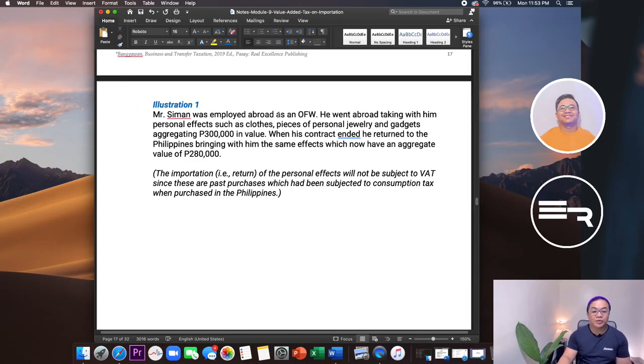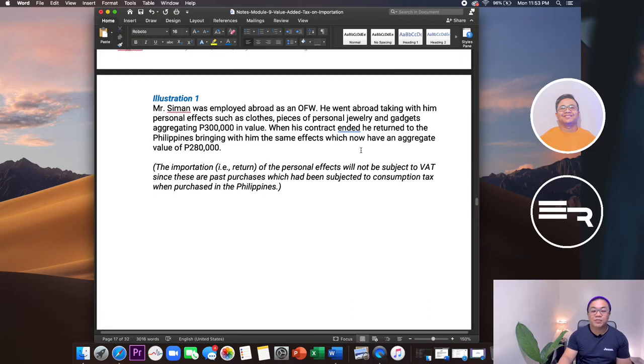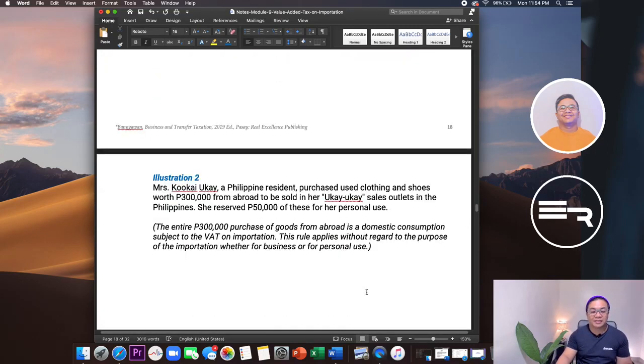Example, si Mr. Seaman was employed abroad as an OFW. Okay? He went abroad taking with him personal effects. So, dinala niya yung clothes niya, mga jewelry, gadgets. So, 300,000 yung worth nun. And when his contract ended, gusto niya bumalik sa Philippines. Yung total value na is 280. Gusto niya mag-resettle. So, yung importation nun of personal effects will not be subject to VAT. Since these are past purchases, which had been subjected to consumption tax here in the Philippines. Okay? So, di ba binili sa Philippines, nag-abroad siya, binili niya yung product, ngayon uuwi siya, hindi siya pwedeng i-tax ulit kasi past consumption na yun, mga binili niya before. So, there's no tax. Okay.